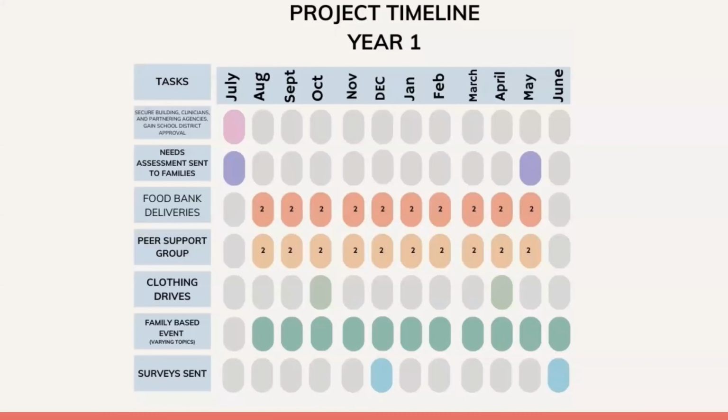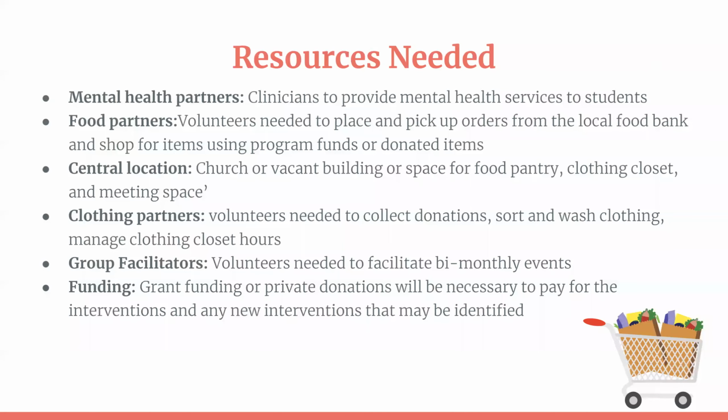Here is the program's timeline for the first year. I want to highlight that the needs assessment will be conducted semi-annually to gain insights into the revolving needs of the participants and how we should steer the program. The primary resources needed have already been touched on, but for clarity, the top 6 resources needed are mental health partners, food partners, clothing partners, the central location, group facilitators, and funding.